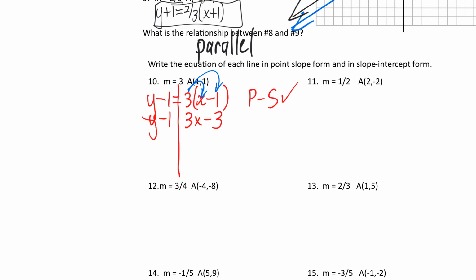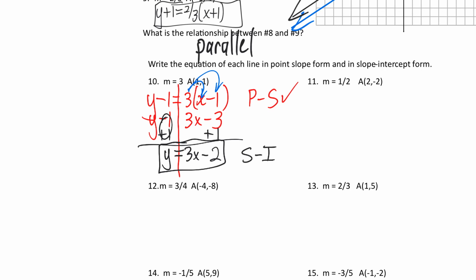At this point, do I have y completely by itself? Is y completely by itself here? Oh, no. Nope, I need to take care of one little thing. What is it? That negative 1 right there. So how am I going to get rid of that? Okay, I'm going to add 1 to both sides. What happens right here? Zeros out, so that leaves y equals 3x minus 2. And at that point, now I've got that in slope intercept form. That's what I want.